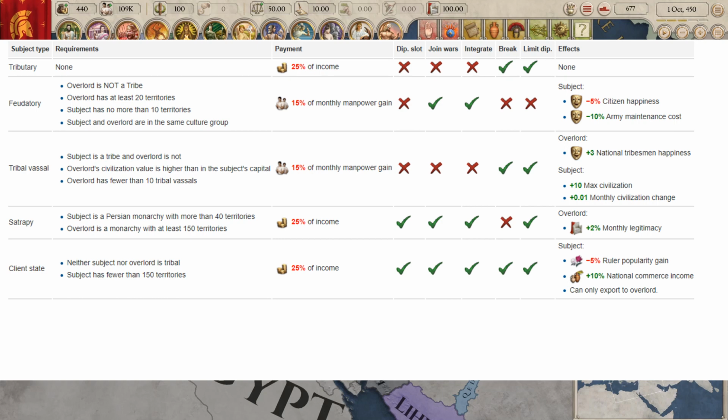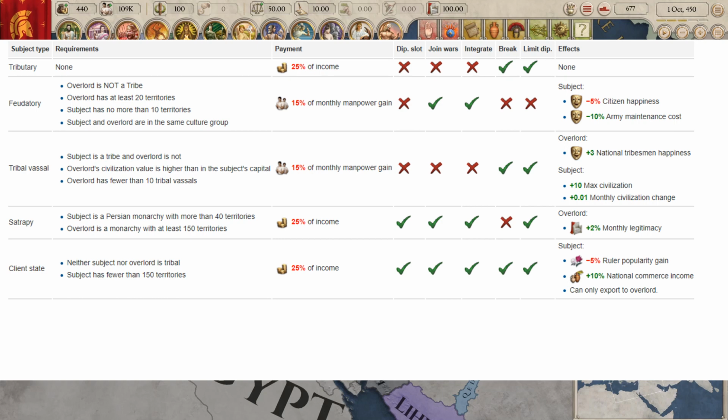Just like feudatories before, tribal vassals also provide you with 15% of their monthly manpower gain. The tribal vassal also gains a 10% to its maximum civilization level. It's kind of logical because you have a higher civilization level than them and you are in a diplomatic union. And they also gain an increase of 0.01 to their monthly civilization change. A little known side effect is that having a tribal vassal provides you with +3 to tribal national happiness.